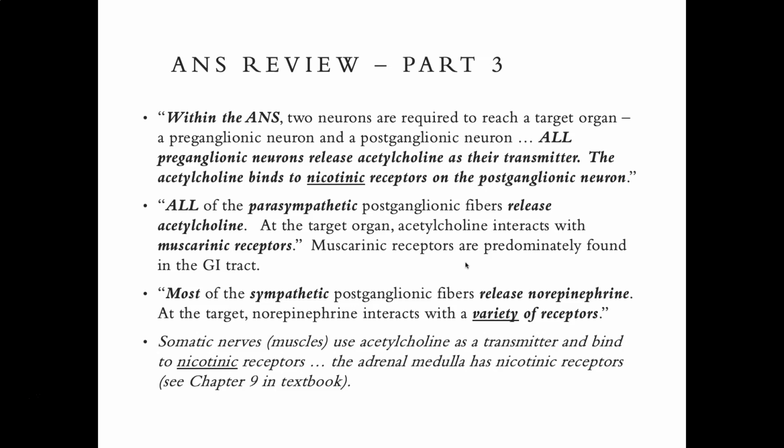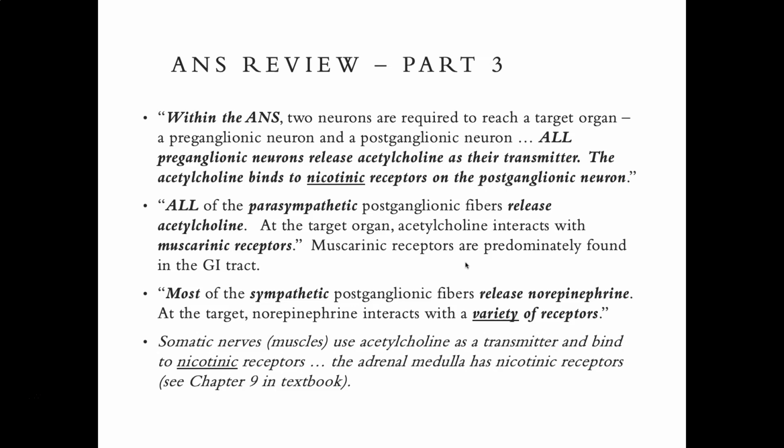All of the parasympathetic postganglionic fibers release acetylcholine. At the target organ, that acetylcholine interacts with muscarinic receptors, and these muscarinic receptors are predominantly found in the GI tract. Most of the sympathetic postganglionic fibers release norepinephrine. At the target, norepinephrine is what interacts, and they do it with a variety of receptors.